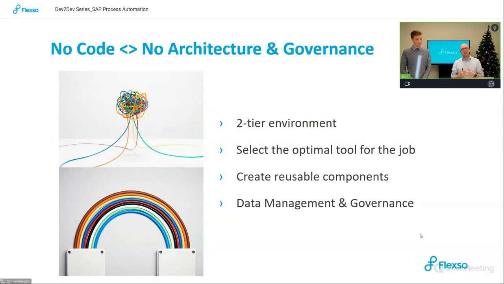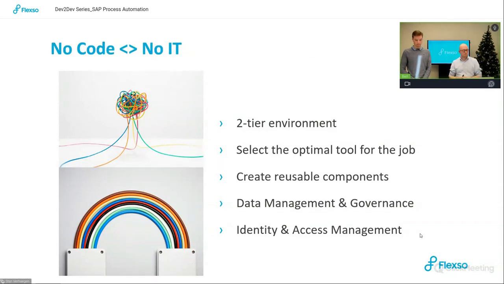Data management and governance is also very important. You're capturing data, you're writing it away to the right system. Make sure that you govern it the right way. And of course, identity and access management: make sure that you only grant access to the applications or instances for people that are actually trained for this. What does this mean? In fact, it means no code does not mean no IT.